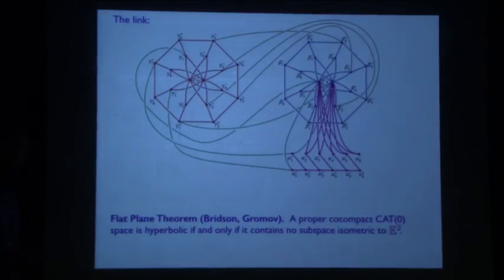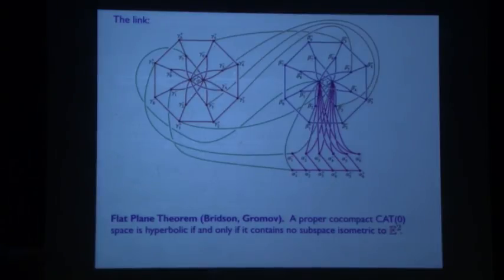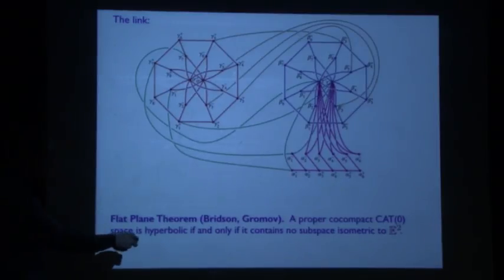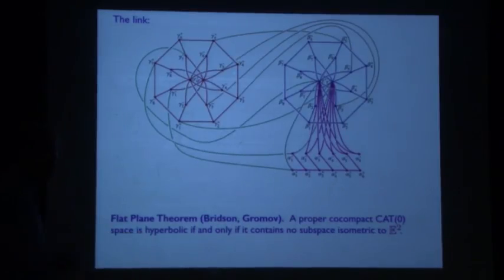But we want more than that. We want that we get a hyperbolic group. And it turns out there's a theorem called the flat plane theorem that allows us just to check we've got a hyperbolic group by referring to this graph. And the theorem says that a proper co-compact CAT(0) space is hyperbolic if and only if there's no subspace isometric to the Euclidean plane.